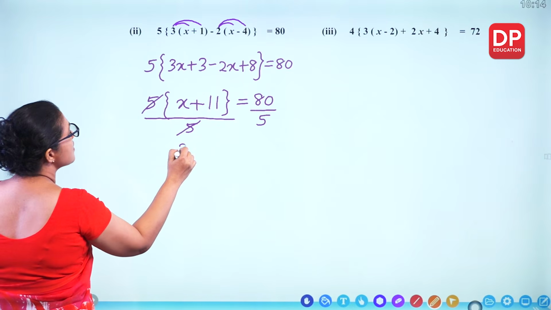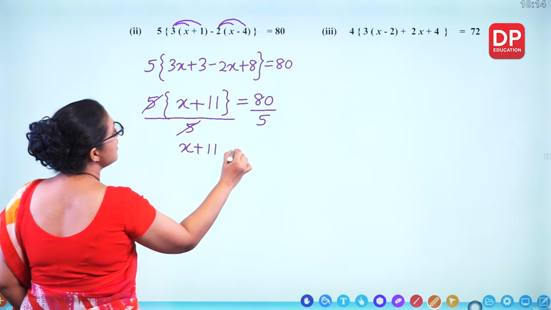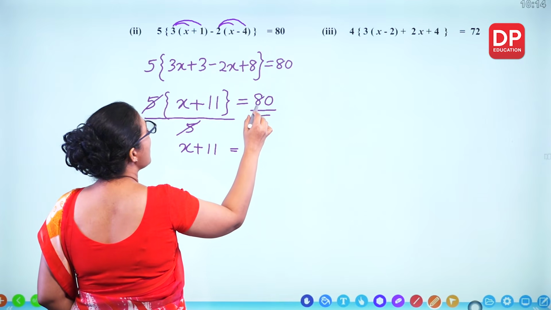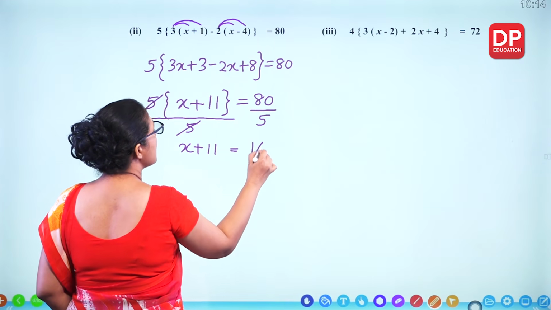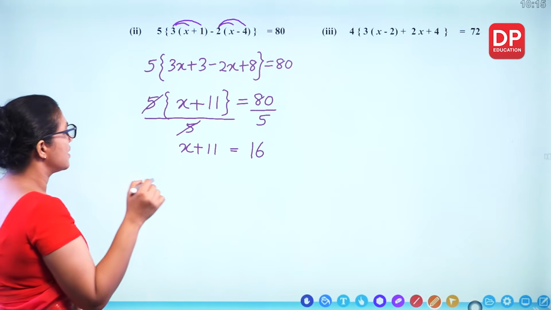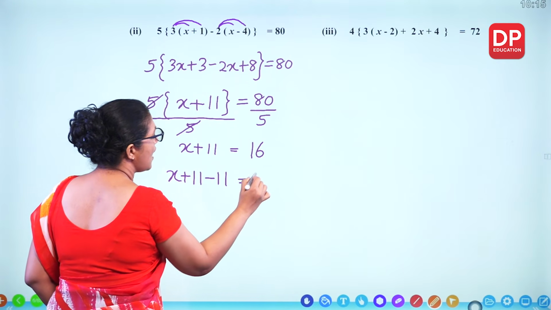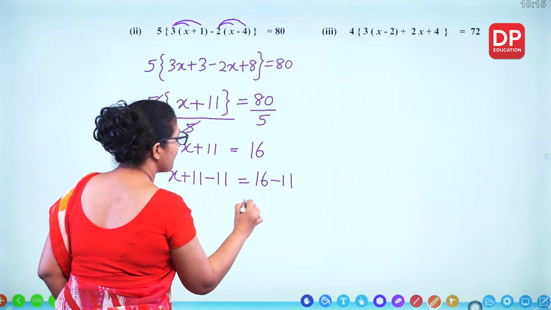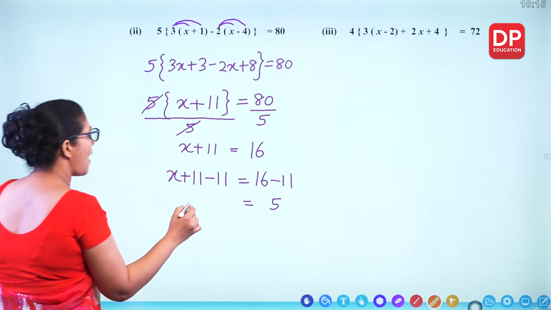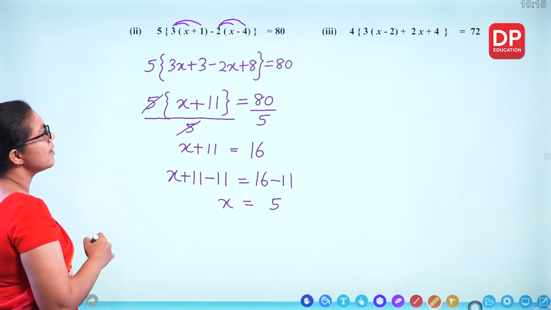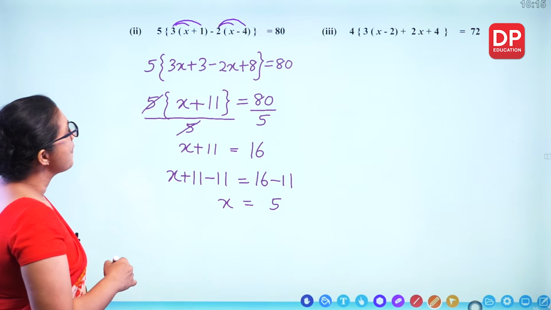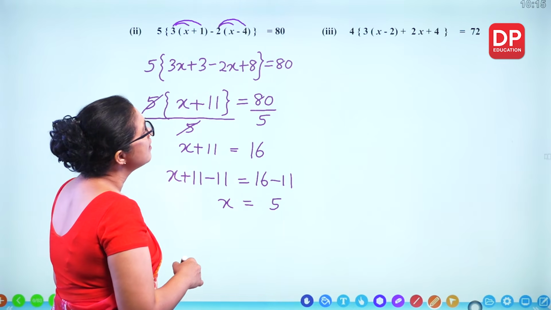You get x plus 11 equals 5 times 1, 5 for 30, that's 6. Now subtract 11 from both sides. You get 5. So x equals 5. We'll take the next one.